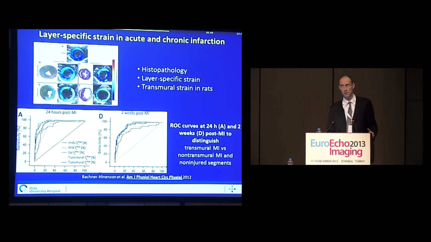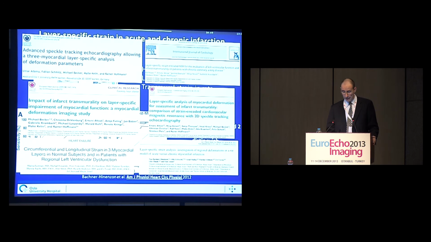And it was speculated that the reason for this is that collagen deposition and fibrosis after 2 weeks make it impossible to separate the function of the different layers due to very strong tethering. Nevertheless, there are many clinical studies claiming that it's possible to differentiate between transmural and subendocardial infarction using layer-specific deformation in patients with chronic ischemic heart disease. All these studies are done in chronic ischemic heart disease and not acute settings.